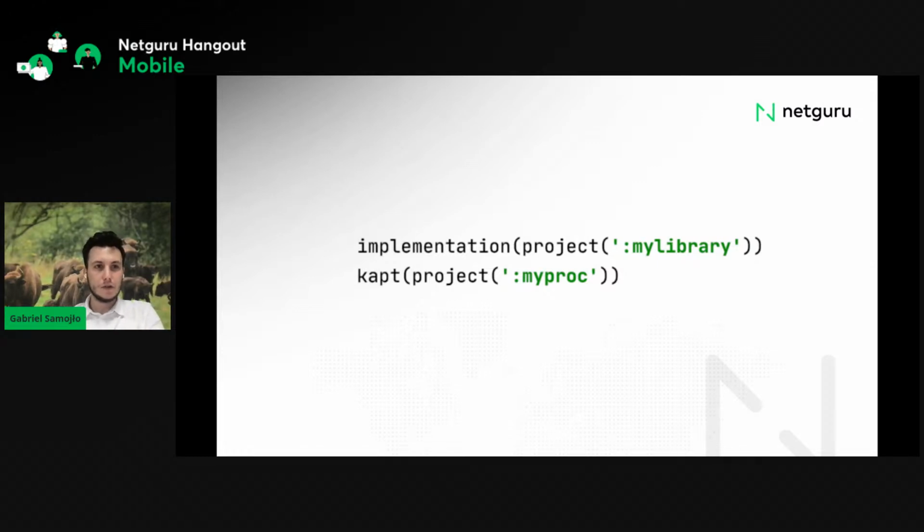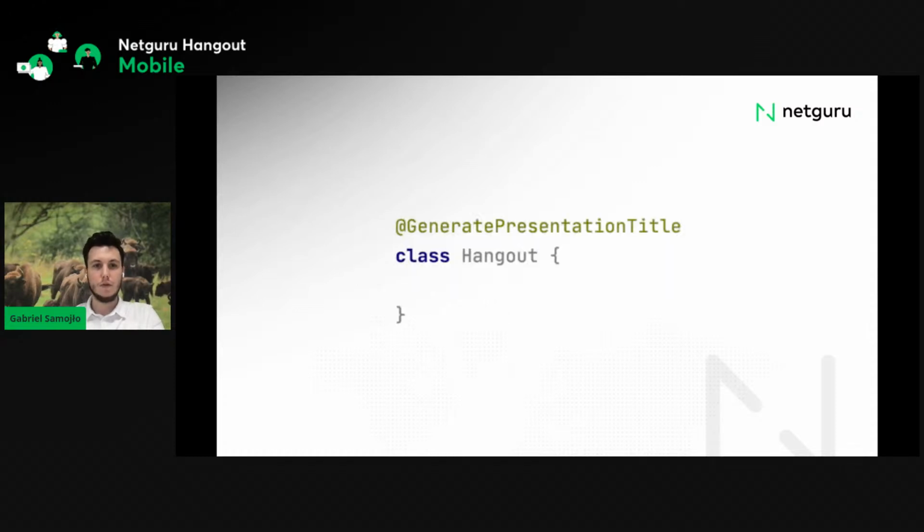Okay, let's make usage of that finally. So let's imagine we have class called Hangout, just plain class without any value, any fields, any methods, or even constructor. Let's annotate this with generate presentation title, right? And what we are expecting to have here, of course, we want to generate the Netguru Hangout class, right? Because this is what our annotation processor should do.